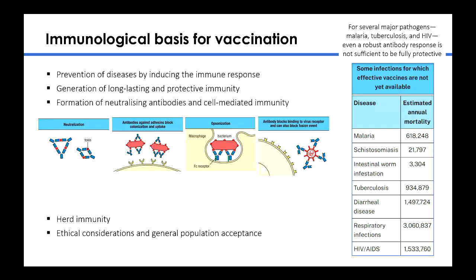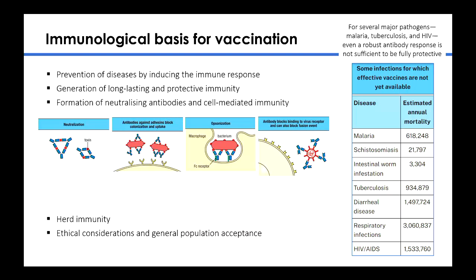Schistosoma, so usually parasitic worms, and intracellular pathogens such as malaria, or here TB, which is another intracellular pathogen, a bacteria. They really need a T cell response as well. And this has been one of the challenges in developing vaccines that target that cell-mediated immunity.